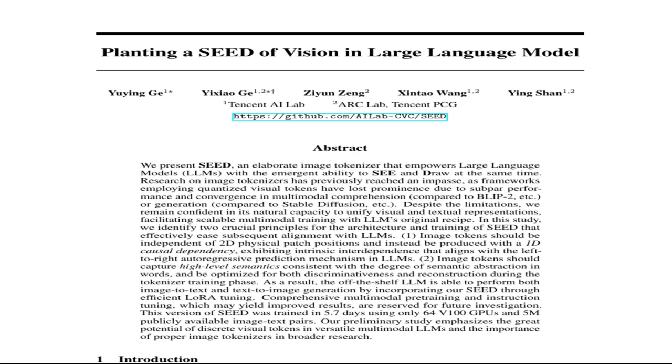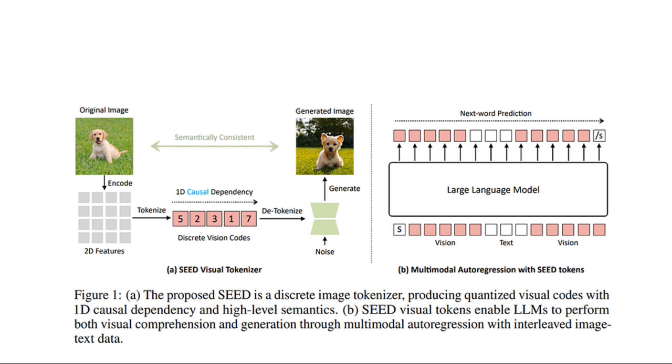The key to SEED's success lies in its design principle. Of course, the tokens are independent of physical patch position, which aligns with how LLMs process sequences. Also, the tokens capture high-level semantics, similar to words in a language model, ensuring efficient understanding and generation. By training on 5 million publicly available image-text pairs in just 5.7 days using 64 GPUs, SEED transforms LLMs into powerful multimodal tools capable of text-to-image and image-to-text generation. This paper opens a path towards scalable multimodal training with an improved image tokenizer, signaling a new era of multimodal AI systems.